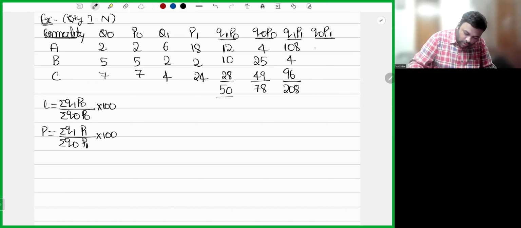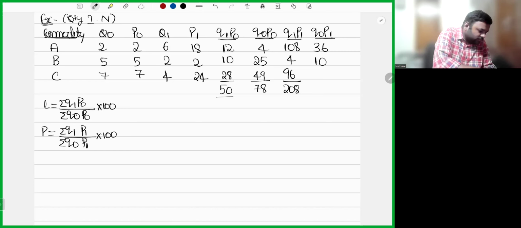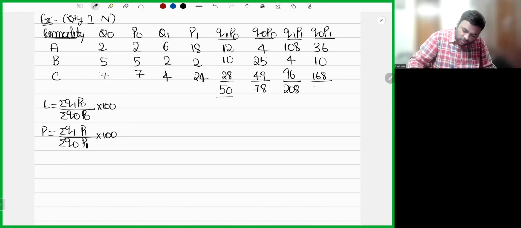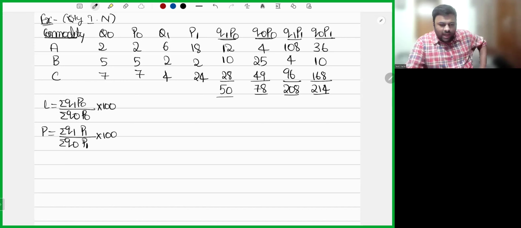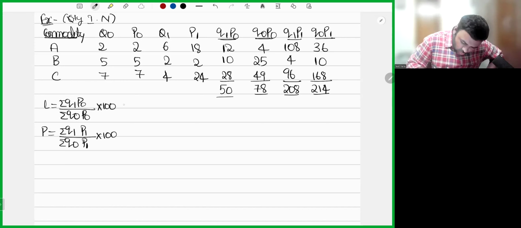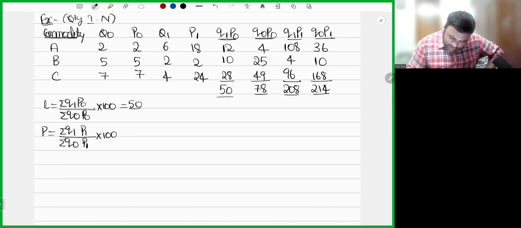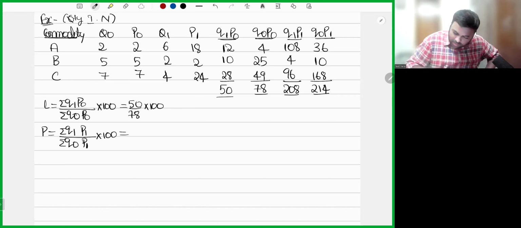Next, Q0, P1. 18 into 2, we have 36. 5 into 2, we have 10. 7 into 24, we have 168. So total is 214. So all the values we got. Let's go ahead and apply them to get the final answers. Q1, P0 is 50. Now Q0, P0, how much we have? 78 into 100. Next Q1, P1, we have 208. Q0, P1, we have 214 into 100.